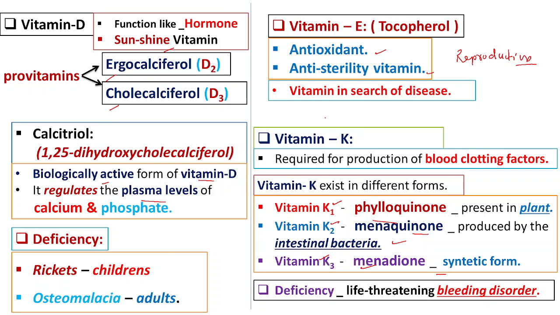So why is it required? It is required for the production of blood clotting factors. Why are blood clotting factors required? Whenever you have an accident, blood will be lost. Within a short period of time, it will be clotted by the platelets. If the clotting does not occur, the flow of blood will be continuous, and finally it leads to brain hemorrhage. So the deficiency of vitamin K leads to life-threatening bleeding disorders, right?